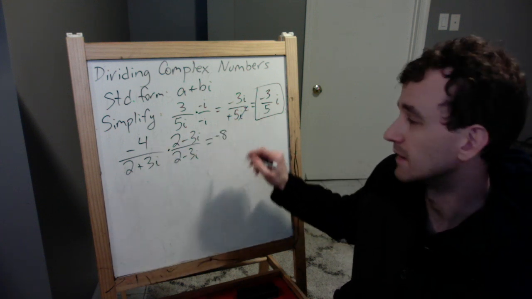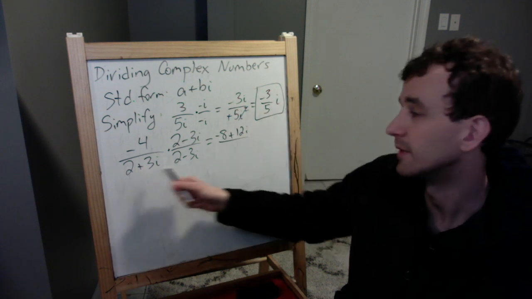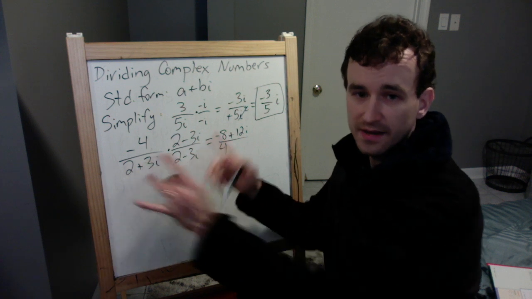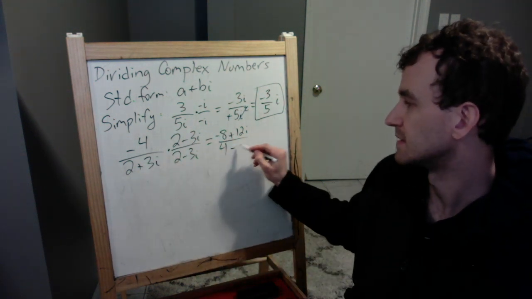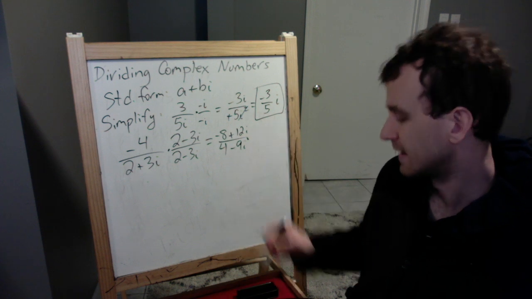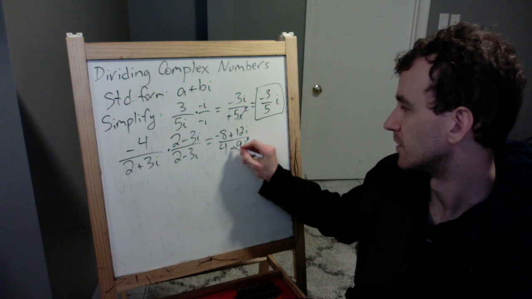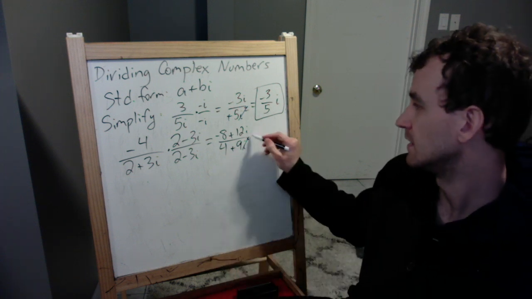Negative 4 times negative 3i is 12i. In the denominator, we get 4 minus 6i plus 6i. The imaginaries are gone. That's good. And then 3i times negative 3i is minus 9i squared. I squared is negative 1, so that becomes 4 plus 9. So our denominator is 13.